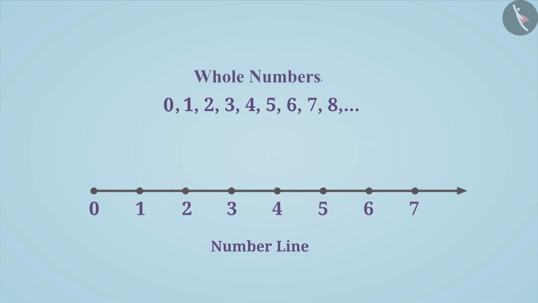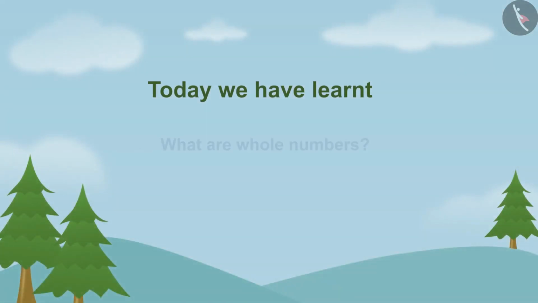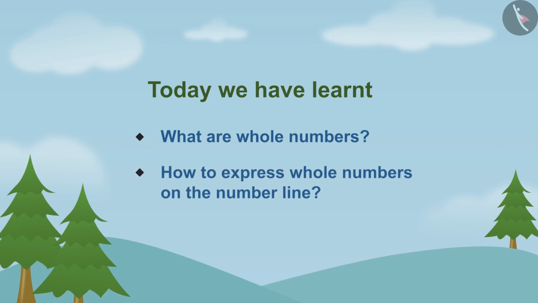Draw a straight line to make the number line of whole numbers and mark points on it at equal intervals. By giving names such as 0, 1, 2, 3, etc. to the points, we can create the number line for the whole numbers. Today we have learned what are whole numbers and how to express them on the number line. In the next video, we will see some examples to understand it in a better way.